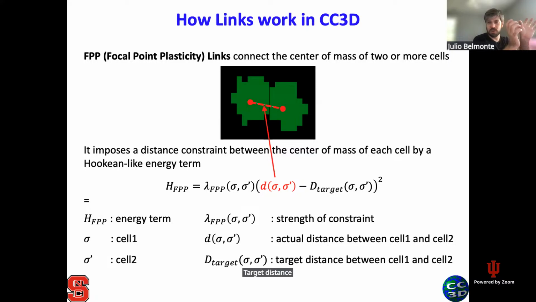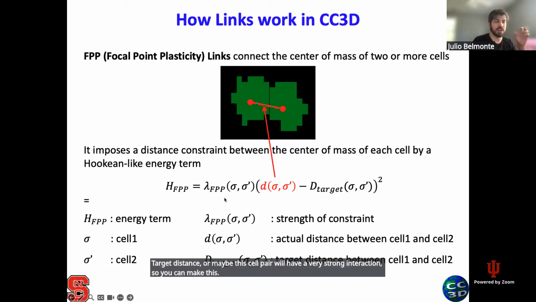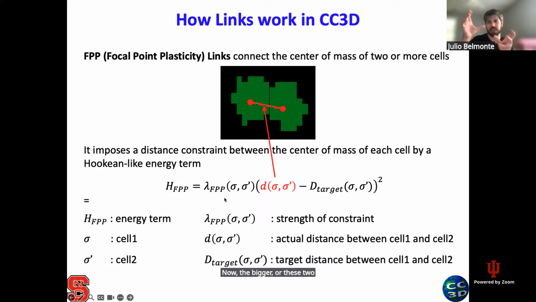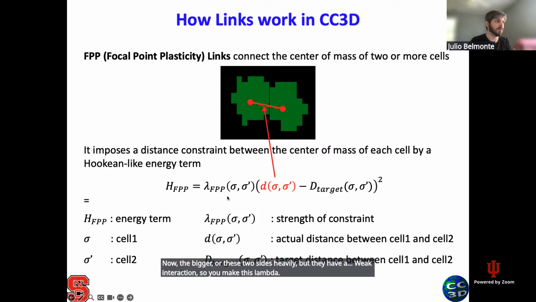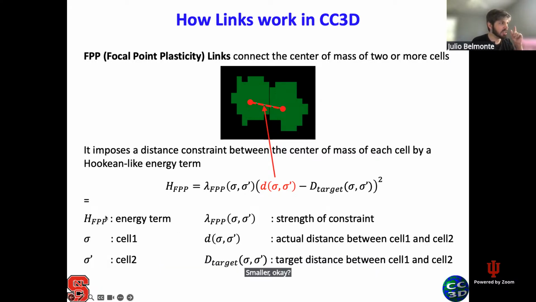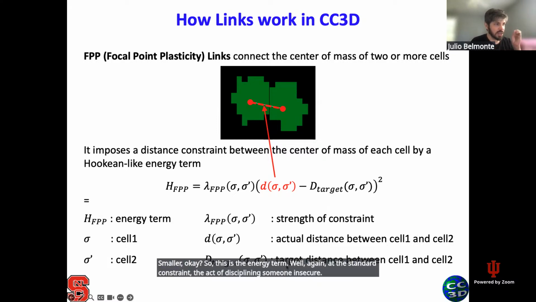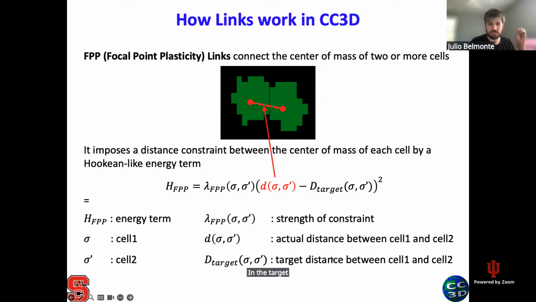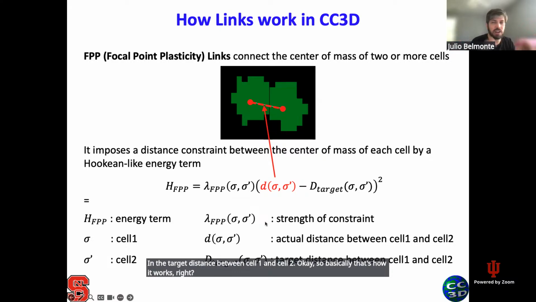Or maybe this cell pair will have a very strong interaction, so you can make this lambda bigger, or these two cell pairs have a link but a weak interaction, so you make this lambda smaller, okay? So this is the energy term, and again, this is the standard constraint: the actual distance between cell 1 and cell 2, and the target distance between cell 1 and cell 2. Okay, so basically that's how it works, right? It's not that complicated. You only have two controlling terms, right?